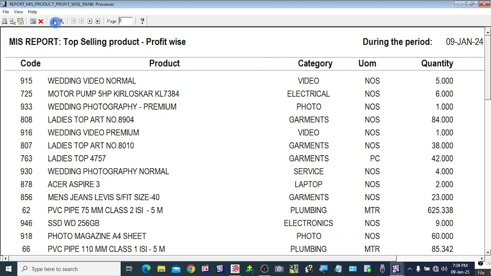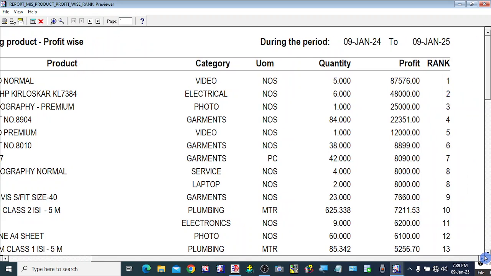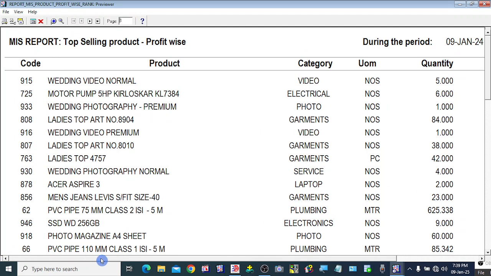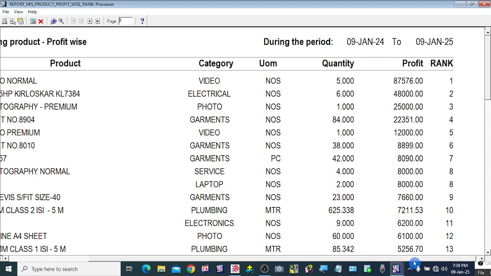Here we can see wedding video normal. By selling this service, I have generated a profit of 87,576. And the second top profit generated product I have sold is motor pump 5 HP Kirloskar. I have sold 6 numbers of this motor pump during the period 9th January 2024 to 9th January 2025. When I sold 6 numbers, I generated a profit of 48,000.